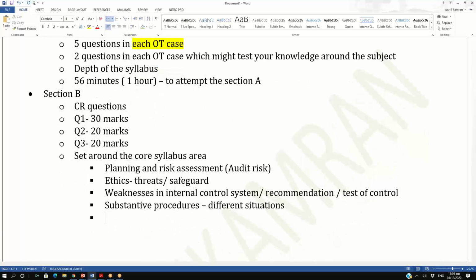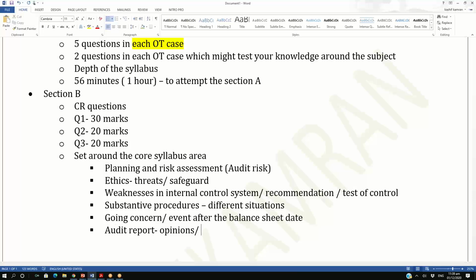And then questions around the review stage of the audit. The examiner can give you a question on going concern. The examiner can give you a question on events after the balance sheet date. And finally, the examiner will bring a question or a part of a question on the audit report, testing your knowledge about the audit report, particularly the knowledge about opinions, the key audit matters, the emphasis of matter paragraph, etc. So you should be very good on the audit report.